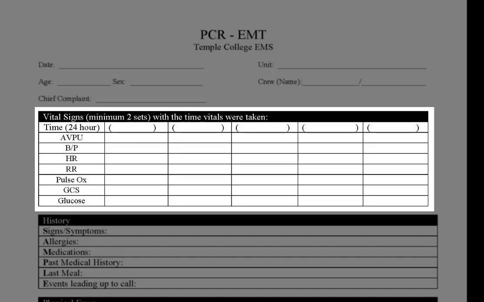Next is the vital signs area. You should have at least 2 full sets of vitals, the exception being a refusal. Remember, when documenting for critical patients, the expectation is that you document vital signs every 5 minutes, and on non-critical patients every 15 minutes. So if you have a critical patient and you were with that patient for 20 minutes, you should have 4 sets of vital signs. When completing this, make sure that you're putting the time at the top. That's a common misstep that students forget to do. And then also just complete the rest of the table appropriately.